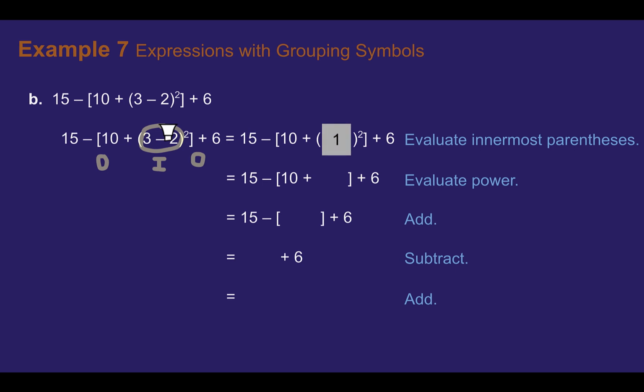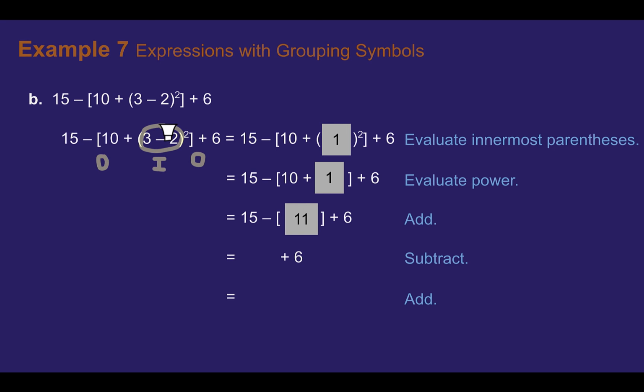From there, we can keep working our way in. So we still have another grouping symbol, this time brackets, and inside those brackets, we have 1 to the second power. So I do need to do that first before I can add. So I'm following order of operations even if it's within grouping symbols. 1 to the second power is 1. Now I can add what's in those brackets. 10 plus 1 is 11.